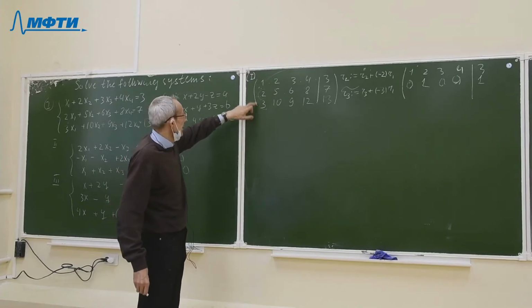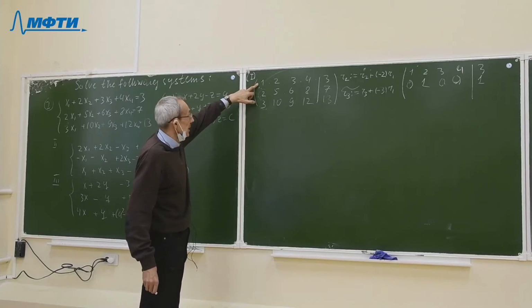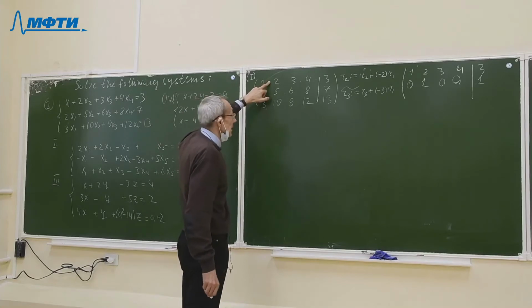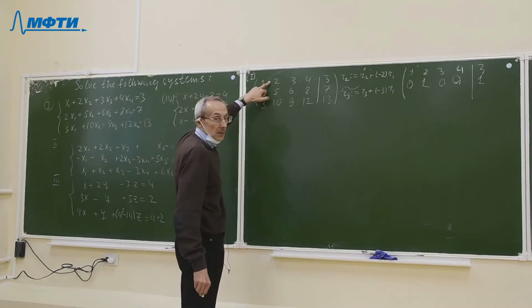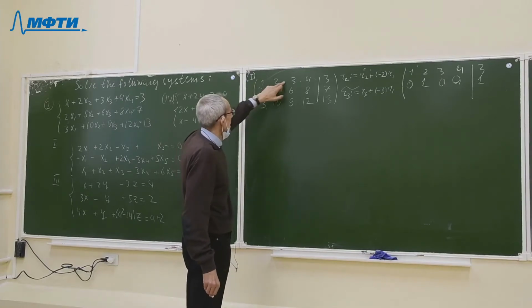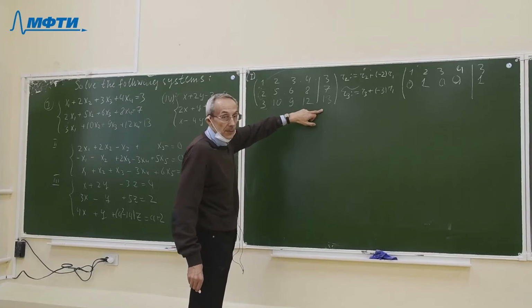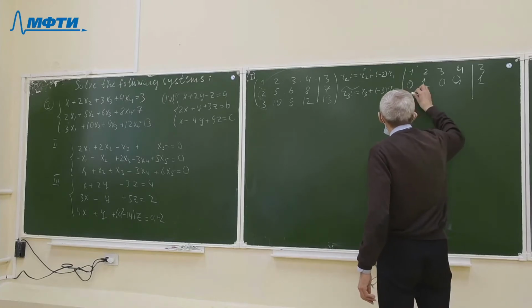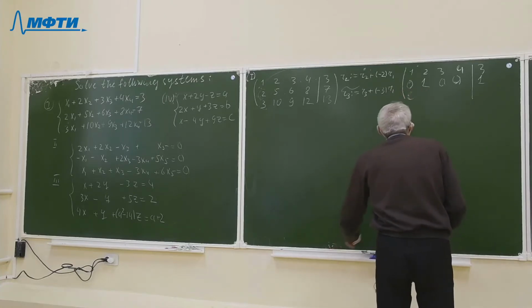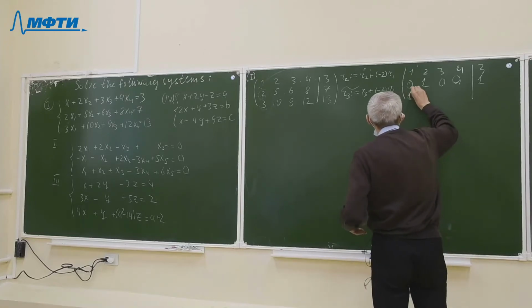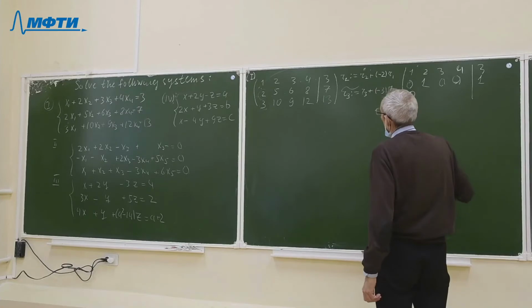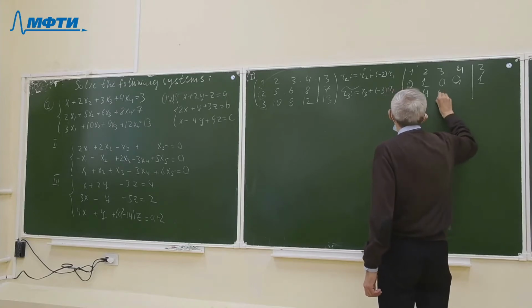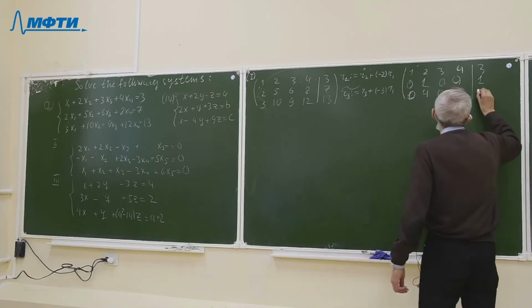The second operation, minus 3 times 1, minus 3 plus 3, 0. Minus 3 times 2, minus 6 plus 10, 4. 0, 0, 4.